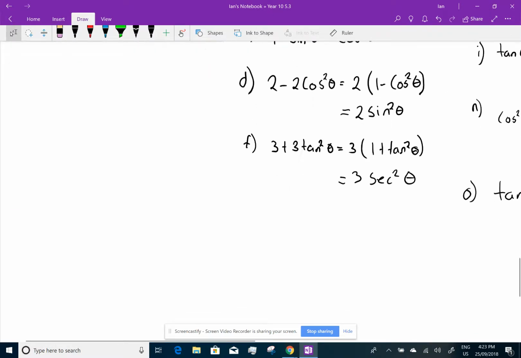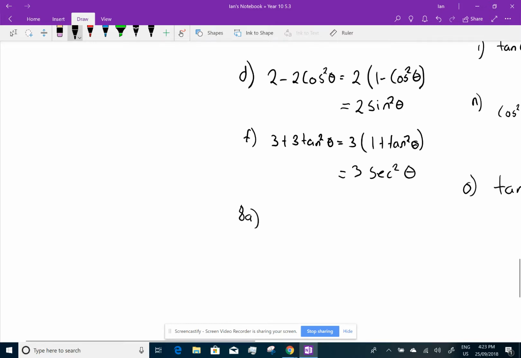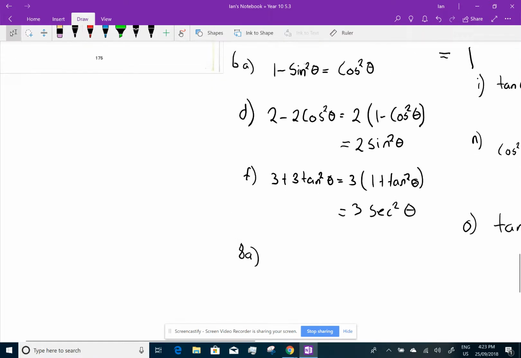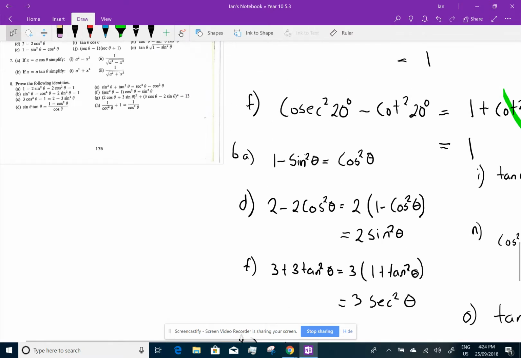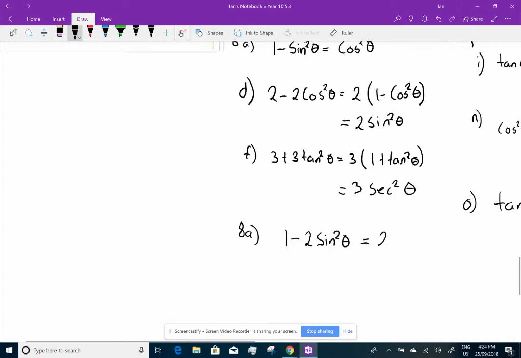So 8A. And what have we got to prove? 1 minus 2 sine squared theta equals 2 cos squared theta minus 1. All right, so here you have to get the left-hand side to look like the right-hand side, or the right-hand side to look like the left-hand side, or work them both down. But you shouldn't take things across the equal sign. So what am I going to do? Well, I'm just going to work the left-hand side. And this is how you set it out.